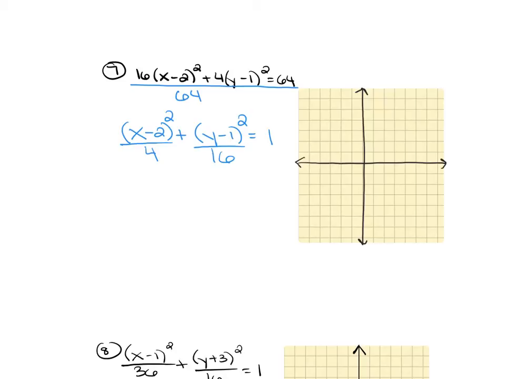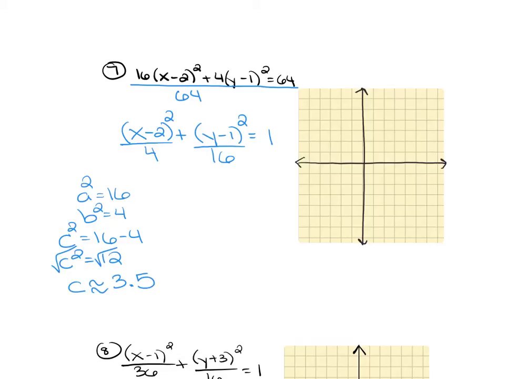Now the same rule applies even when there's parentheses. The larger number is going to be your a squared. So my a squared is going to be 16, and my b squared is going to be 4. I'm going to find my c squared for my foci. So c squared is equal to 16 minus 4. So c squared is going to be equal to 12, and then I'm going to square root both sides. So c is going to be approximately 3.5.